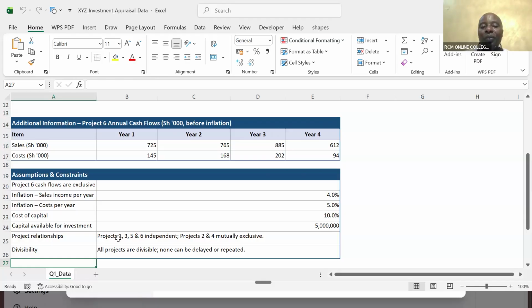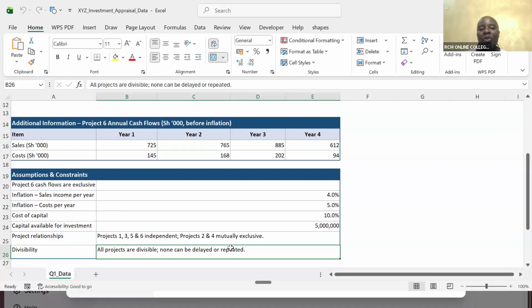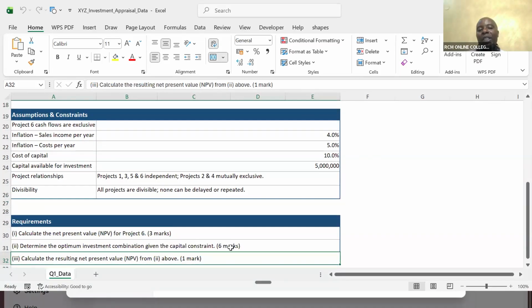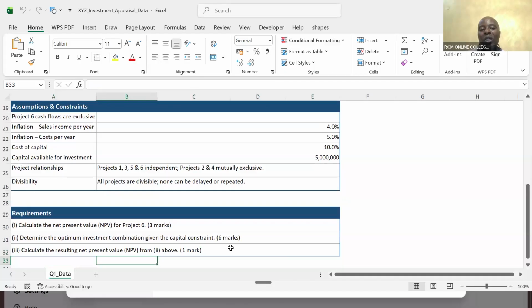Divisibility: all projects are divisible. None can be delayed or repeated. So the requirements: they want us to calculate the net present value of project 6, 3 marks, determine the optimum investment combination given the capital constraint, and then calculate the resulting net present value from the projects above.